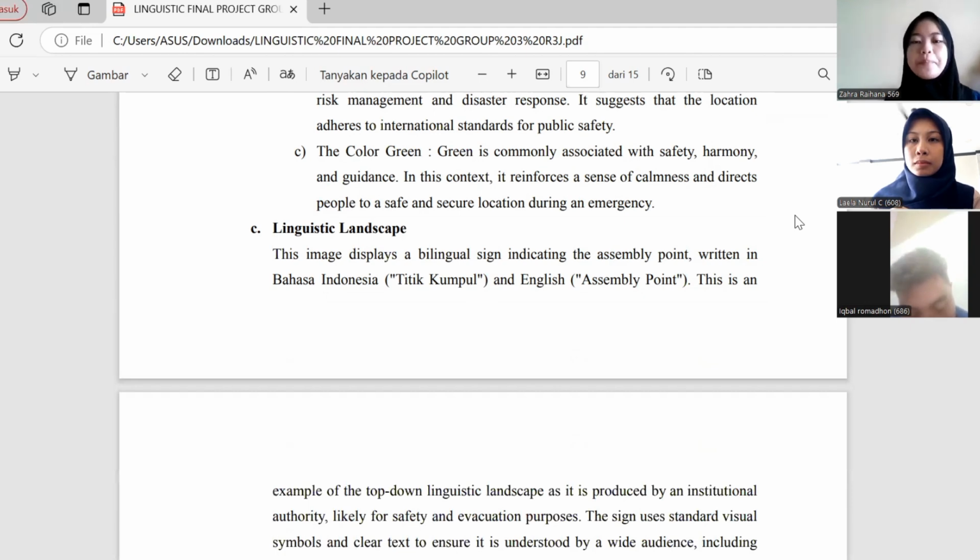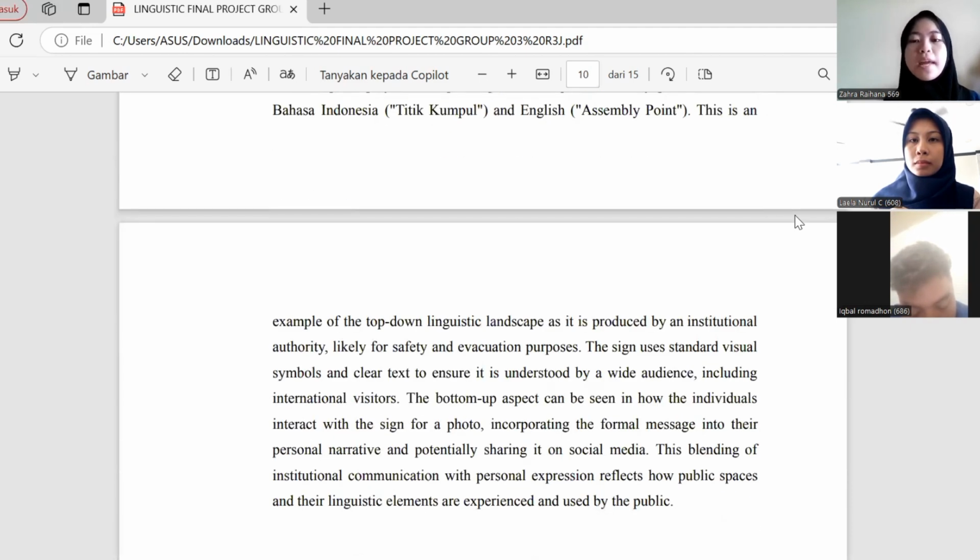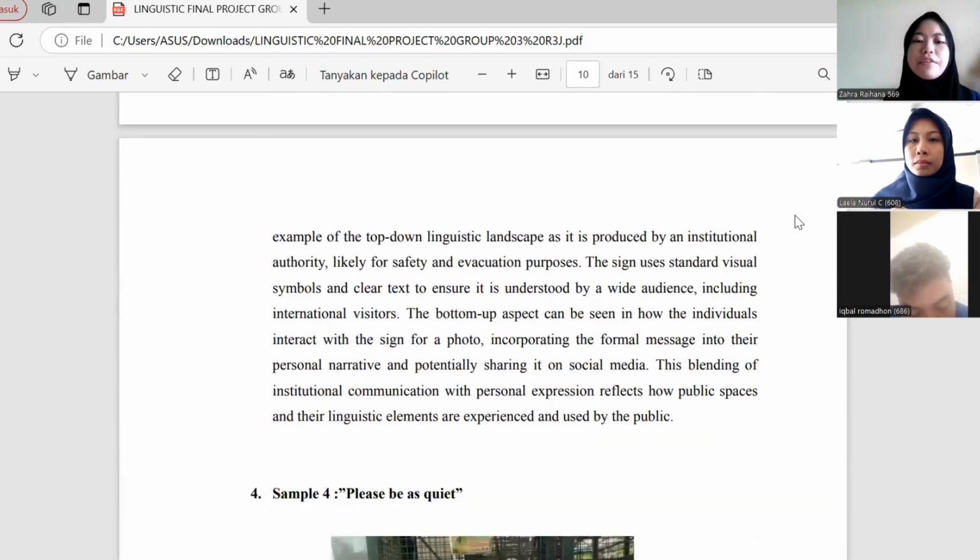C. Linguistic landscape. This is an example of the top-down linguistic landscape as it is produced by an institutional authority, likely for safety and education purposes. The bottom-up aspect can be seen in how individuals interact with the sign for a photo, incorporating the formal message into their personal narrative and potentially sharing it on social media.